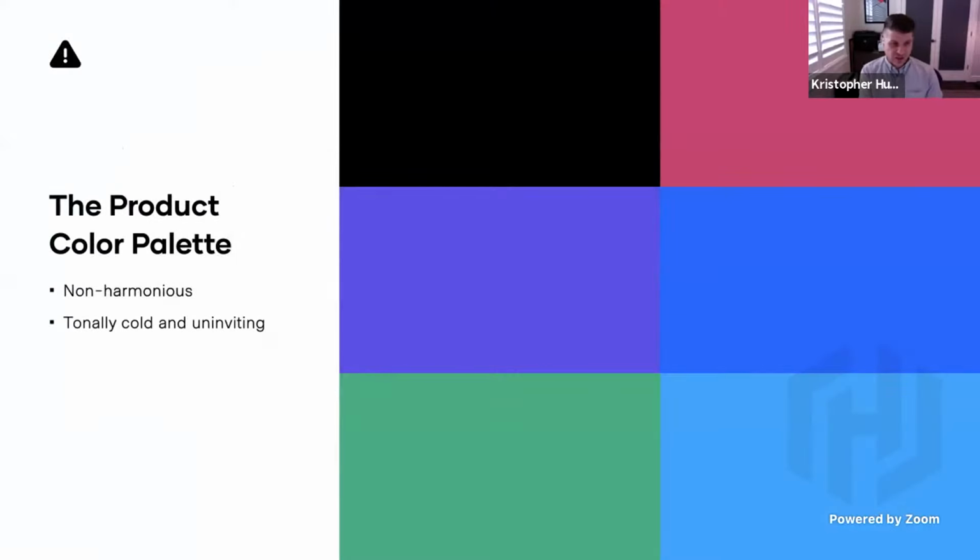So the first challenge that we'd like to tackle is just the entire product color palette. The colors, because they were kind of picked in somewhat of a vacuum of each other, as you're designing these identities, you didn't have the luxury of just looking at all of them at the same time and deciding, okay, what colors work great together. And so the result was a color palette that was non-harmonious and a bit cold and uninviting.